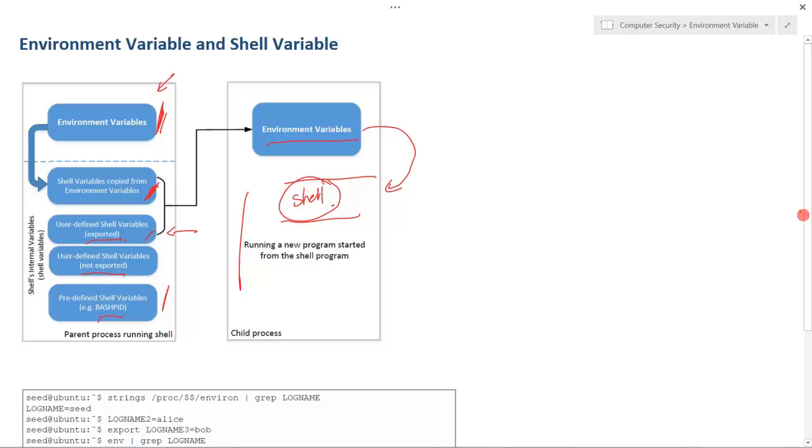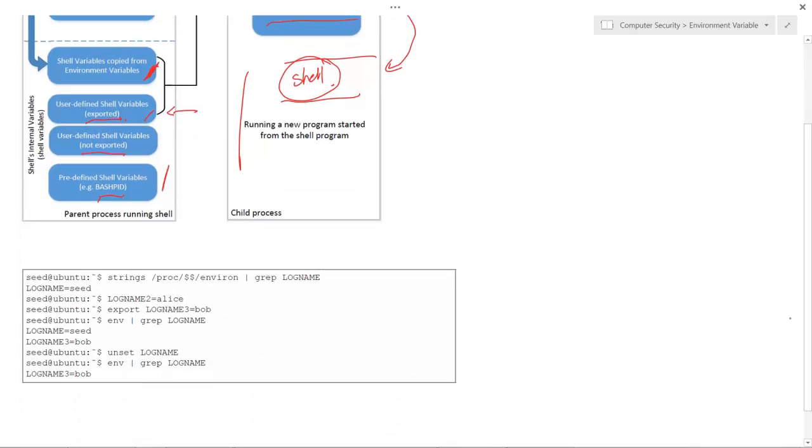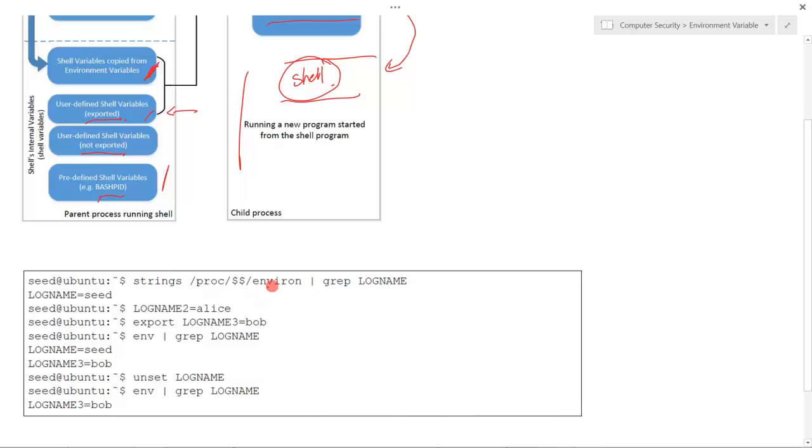Here's an example. I do the same thing and try to print it out, and I get seed. I define LOGNAME2 as Alice, and I did not export it. LOGNAME3 is equal to Bob, exported. So I have these. Now if I run env and grep for LOGNAME, I got these two. How come? Why did I get this one? I ran env.